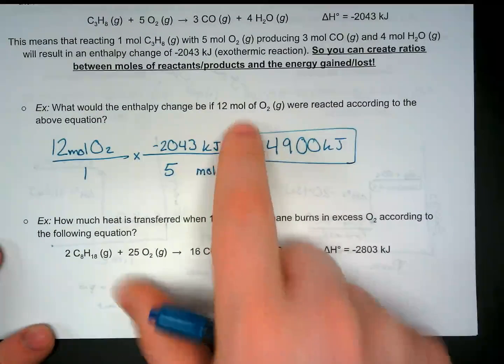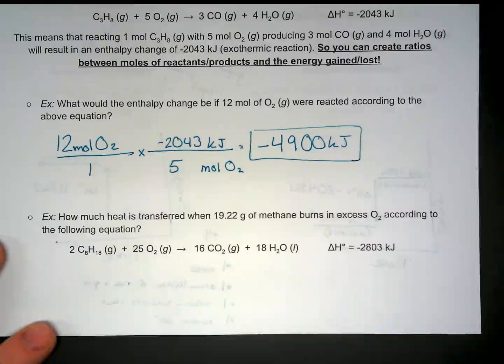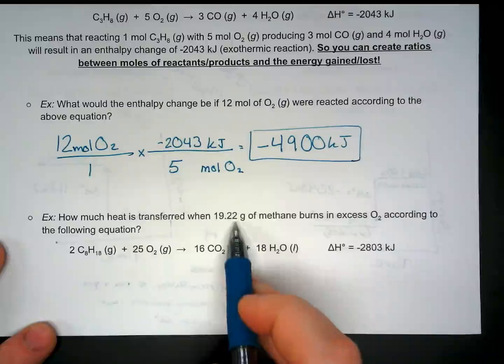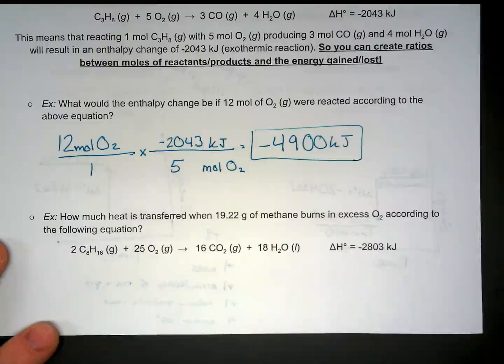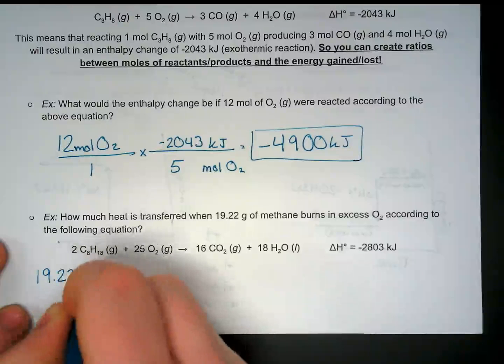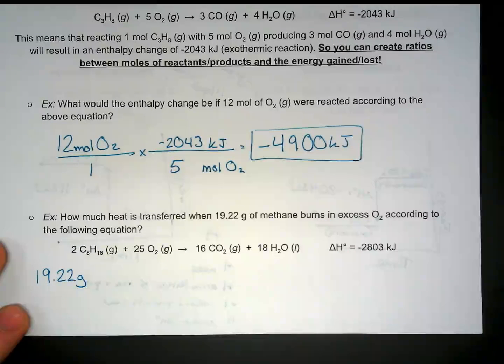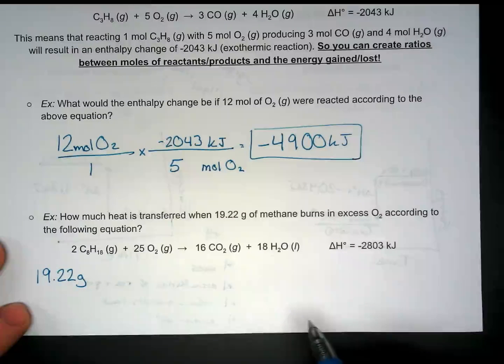Now, this one was easier because it gave us our number of moles, because you can just go straight from moles to kilojoules. But in this problem here with methane, they give us the mass of methane rather than the moles of methane, so we just have to convert mass to moles and then moles to kilojoules. So in this one, it's asking how much heat is transferred when 19.22 grams of methane burns in an excess amount of O2 according to the following equation.